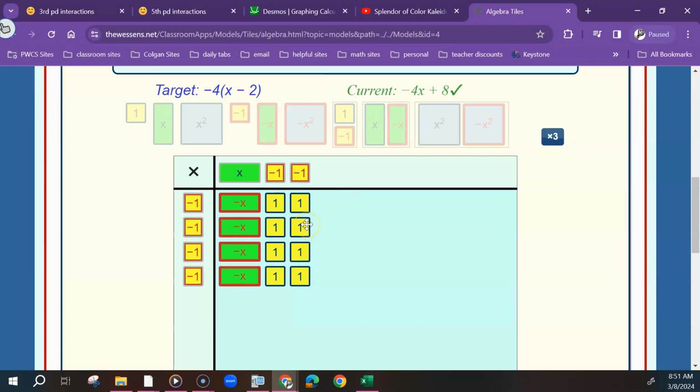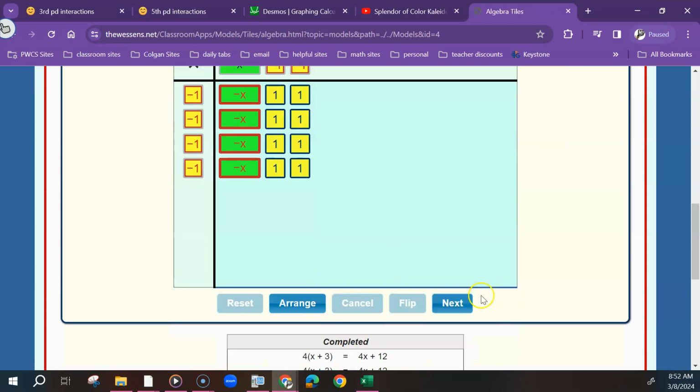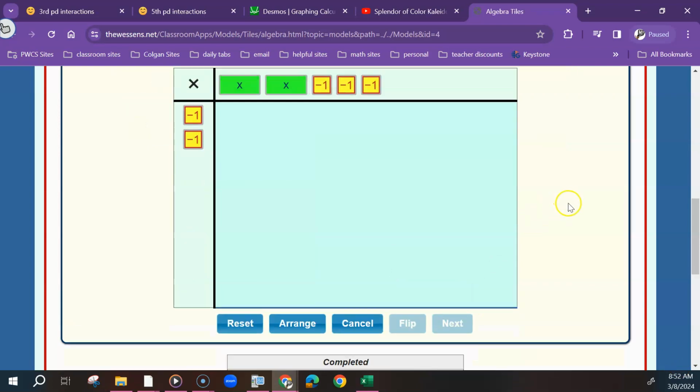And then it's going to show me what that rectangle or square would be, and I could count up whatever's here, -4x plus 8. If I had any positives and negatives of the same thing, the 0 pairs, I could cancel them out and then count what's left. We'll do one more of these and then go on to binomials.